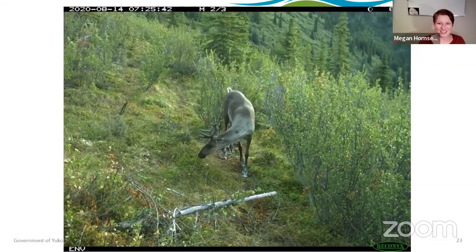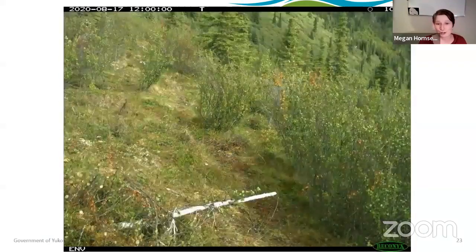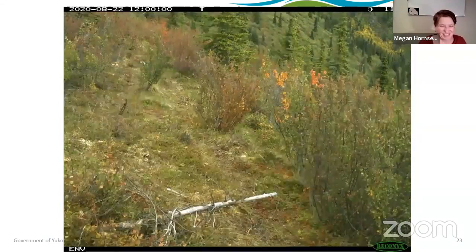So I also think it's really neat because it's when all the leaves change and whatnot too. So this was a really great site. And they're not all this good, but we'll take them when we get them.